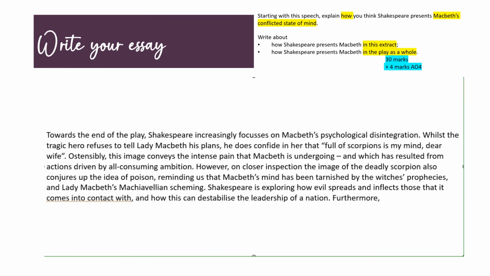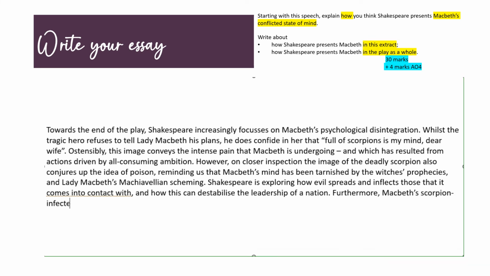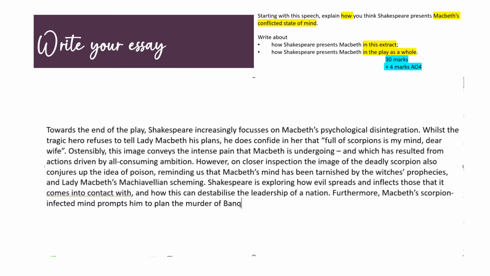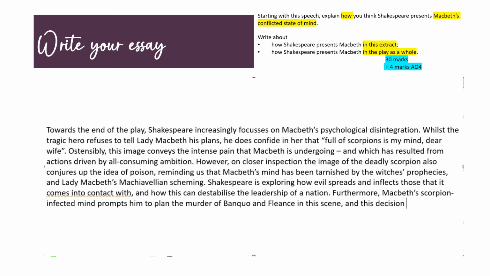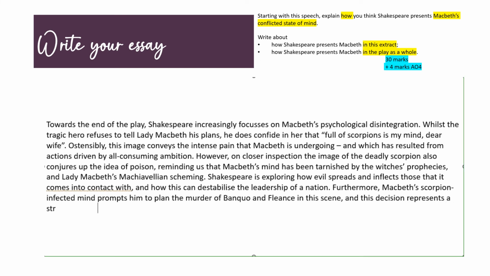Now, lots of you will say, well, that's probably a paragraph finished. And of course it is not. If you're in any of my lessons, you'll know that there's always more to write. So I'm going to use the connector "furthermore" just to prompt a little bit more writing on this. So I'm going to say here, "Furthermore, Macbeth's scorpion-infected mind prompts him to plan the murder of Banquo and Fleance in this scene. And this decision represents a structural shift in the play."